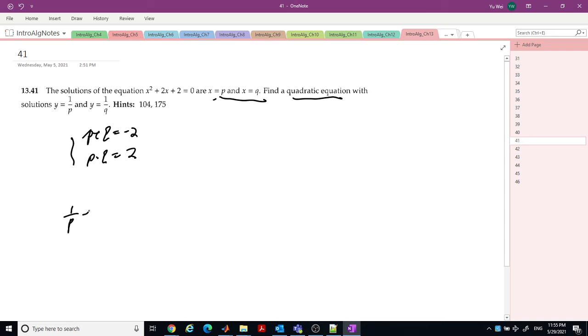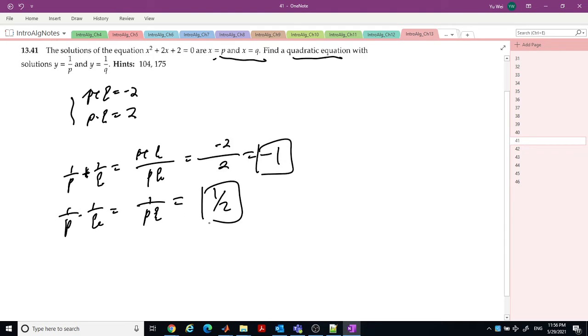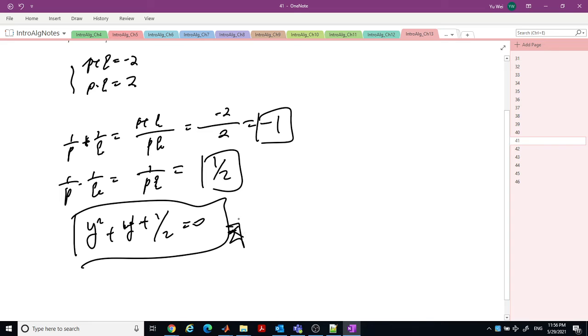So 1 over P plus 1 over Q is equal to (P plus Q) over PQ, which equals -2 over 2. So it's -1, okay? Then 1 over P times 1 over Q is 1 over PQ, which is 1 over 2. So now the roots, Y squared plus Y plus 1/2 is the quadratic form with the roots 1 over P and 1 over Q.